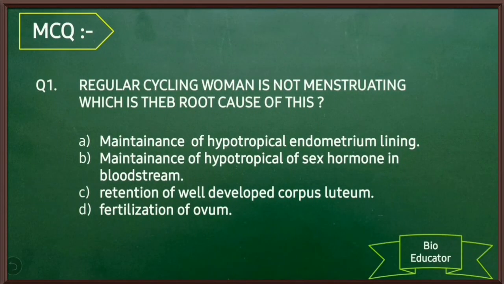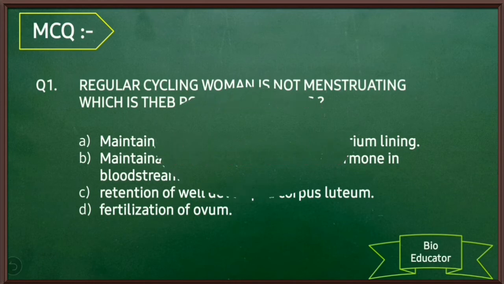Now it's time for MCQs. Question number 1. In a regularly cycling woman, she is not menstruating. What is the root cause of this? We know that menstruation happens only when the ovum is not fertilized by the sperm. So, if the cycle stops, then it means the ovum is fertilized by the sperm. So D is the right answer.